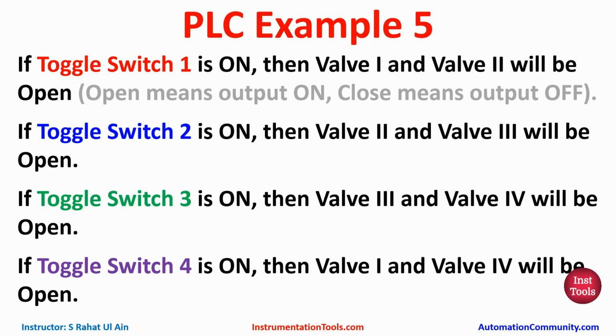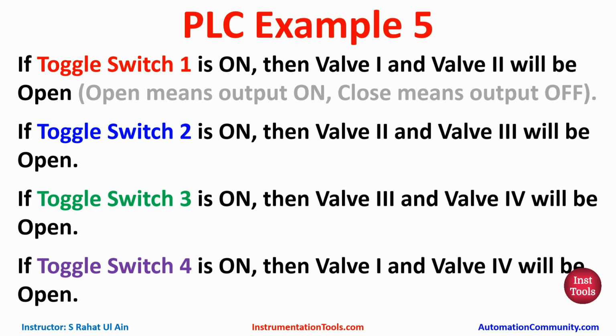So we have 4 toggle switches and 4 valves. Valve 1 will be open when switch 1 or switch 4 is on. Similarly, valve 2 is open when switch 1 or switch 2 is on. Valve 3 gets open when either switch 2 or switch 3 is on. And valve 4 gets open when either switch 3 or switch 4 is on.